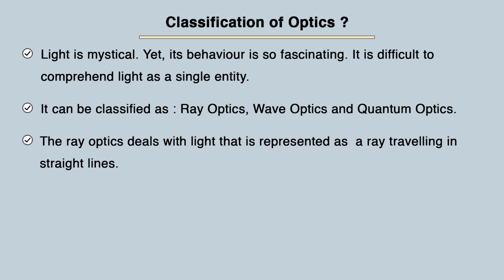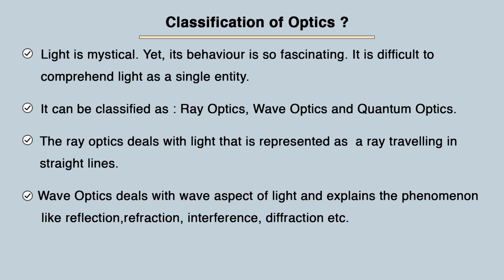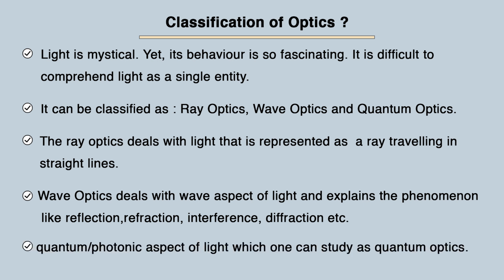Ray optics deals with light represented as a ray traveling in a straight line. Wave optics deals with the wave aspects of light and explains phenomena like reflection, refraction, interference and diffraction. In the present scenario, we consider light as photons, packets of energy, and this quantum or photonic aspect of light is studied in quantum optics.